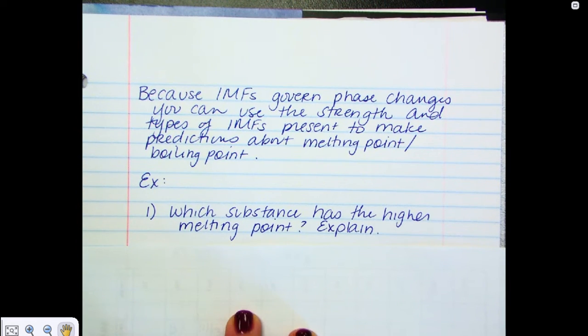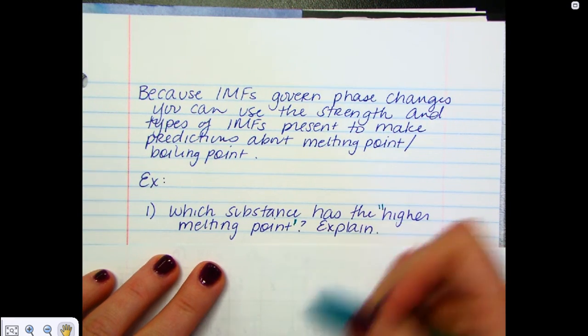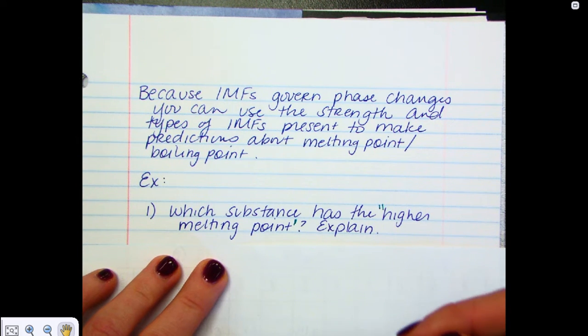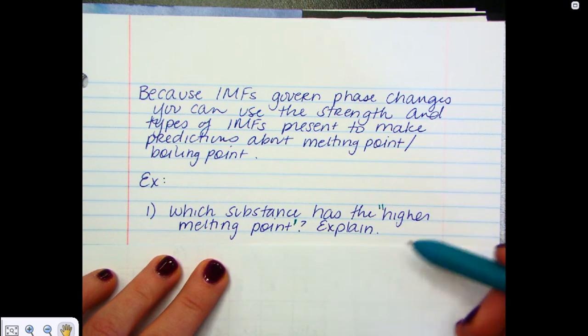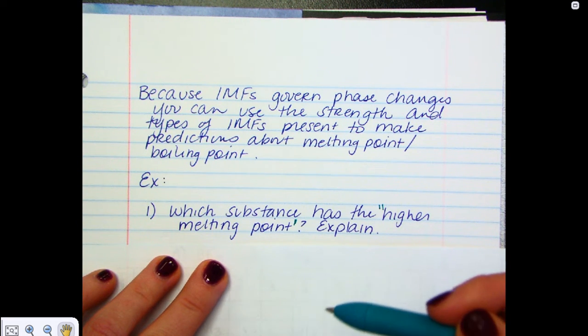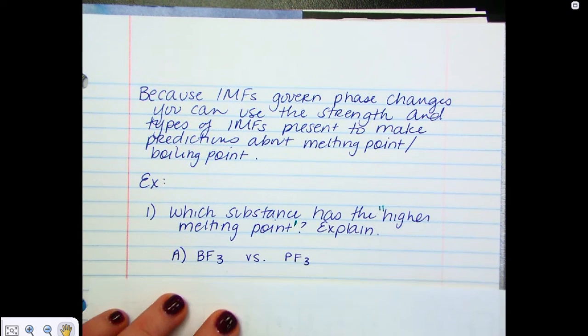So which substance has the higher melting point? Well, remember, higher melting point is just another way of saying who requires the most energy, right? Whose temperature do I have to raise the most in order to get it to change phase? Well, remember, adding heat is adding energy. I'm making the molecules move. So the one that requires the most heat change is going to be the one that has the highest melting point, the one that requires the highest amount of energy to overcome. So here's our first example.